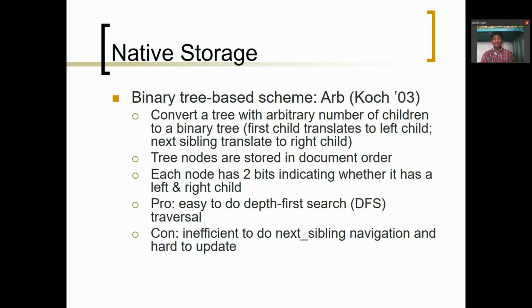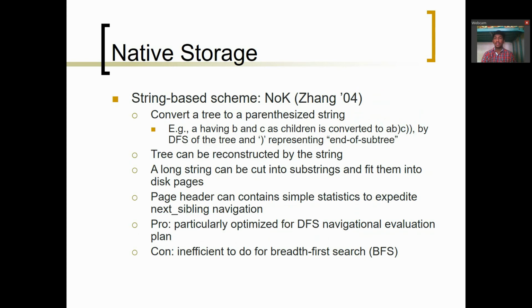Binary tree based scheme was proposed by Koch. It converts a tree with an arbitrary number of children to a binary tree. So we create a binary tree and classify accordingly. Tree nodes are sorted in document order. Each node has 2 bits indicating whether it has a left or right child. The advantages are that it is easy to do depth first search. Since it's a binary tree, DFS is very easy. It is inefficient to do next sibling navigation and hard to update. So those are all the disadvantages.